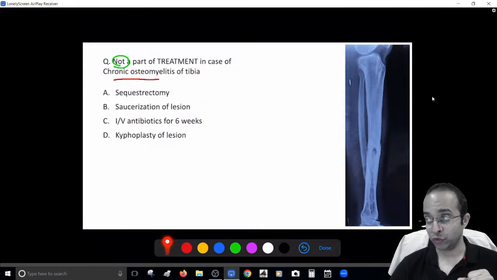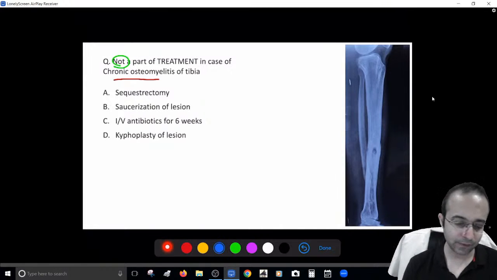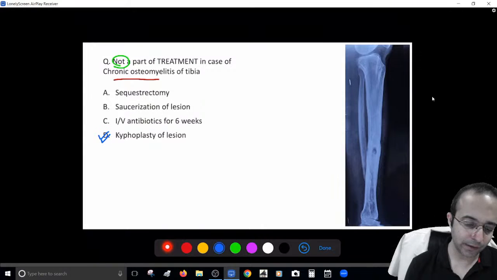Okay, saucerization, kyphoplasty. Okay, all right. So Susmita says kyphoplasty. Metpsycho says saucerization. Kshitij says IV antibiotics for 6 weeks. So Jeet says again kyphoplasty. So guys, I'll break up these things. The answer here definitely is kyphoplasty.